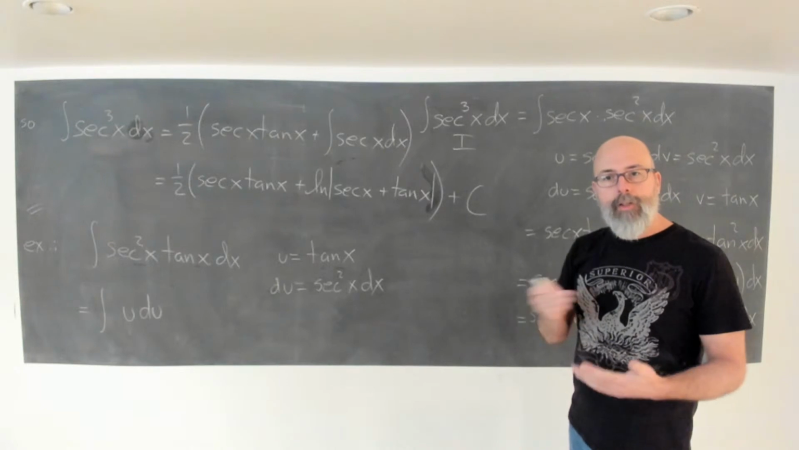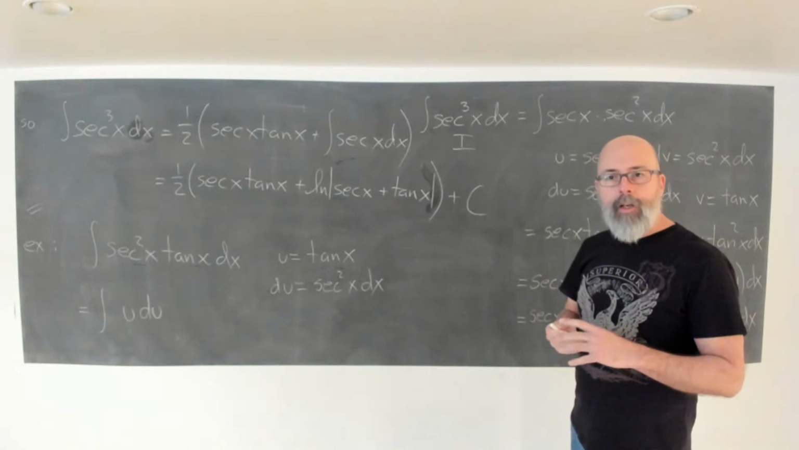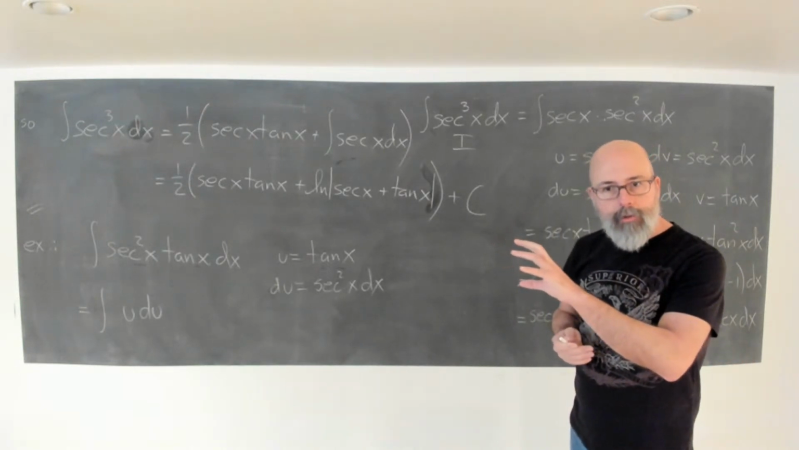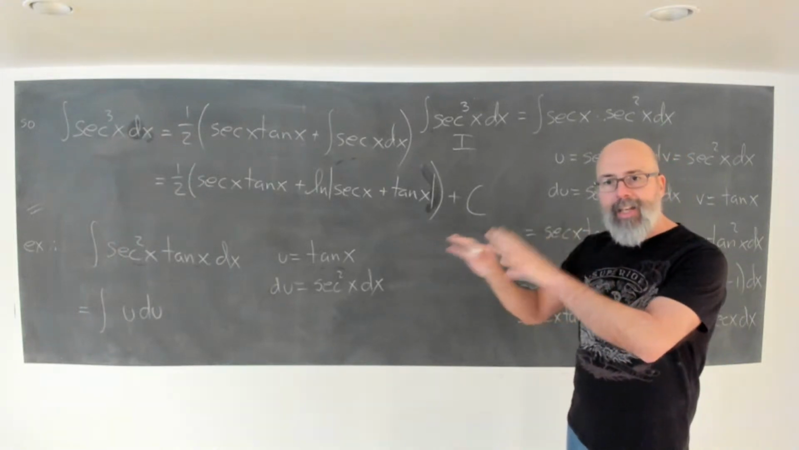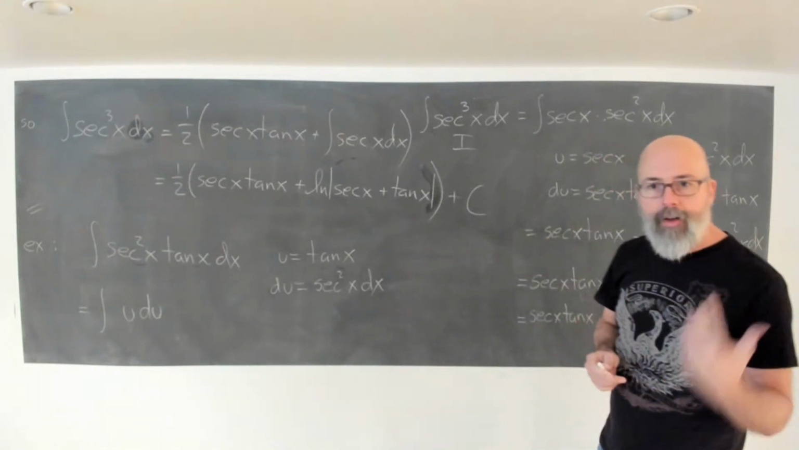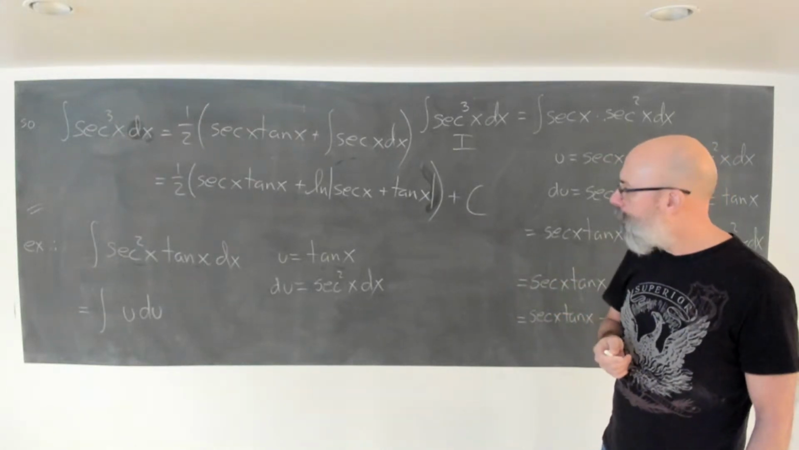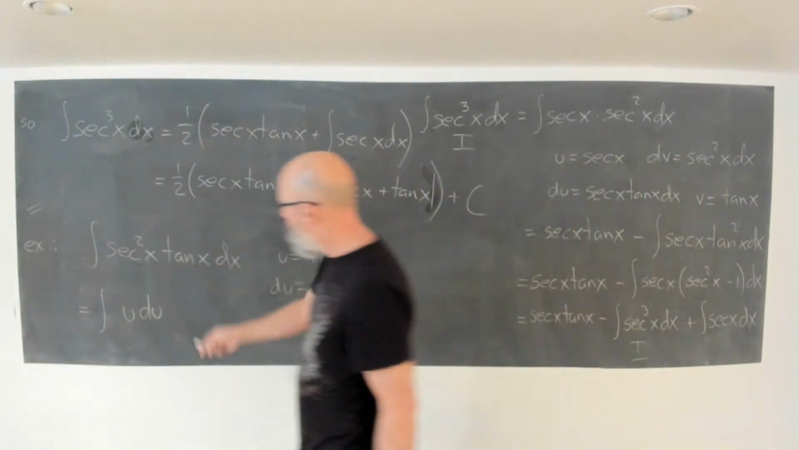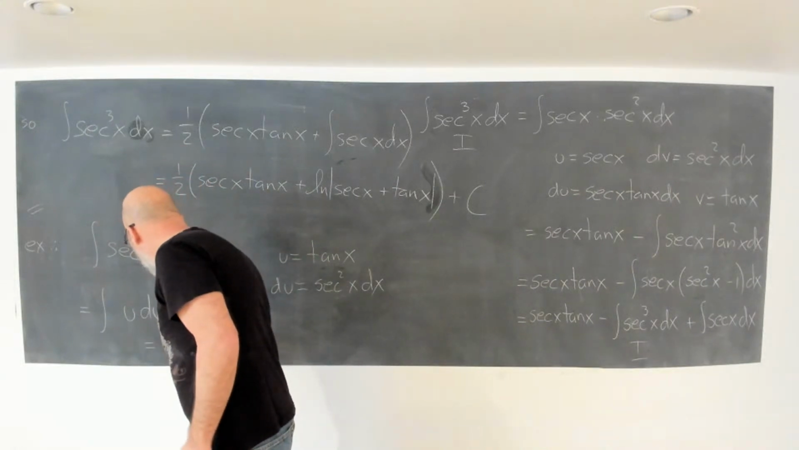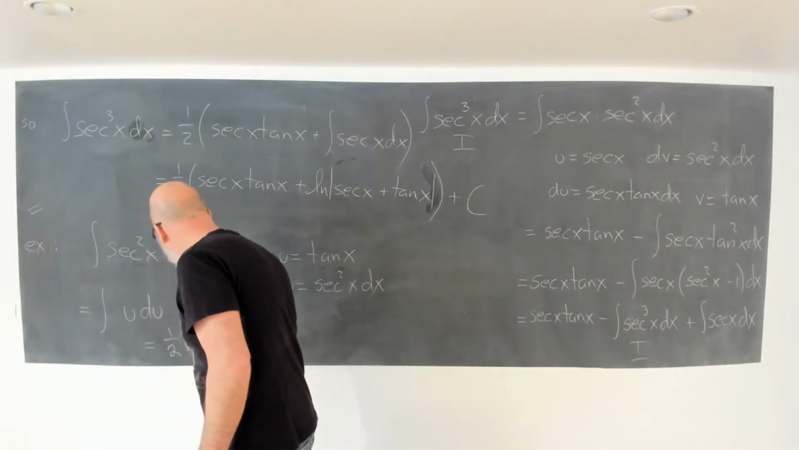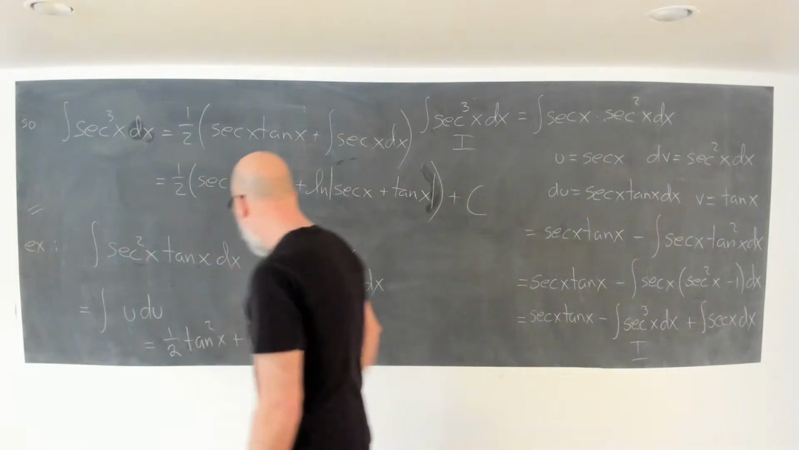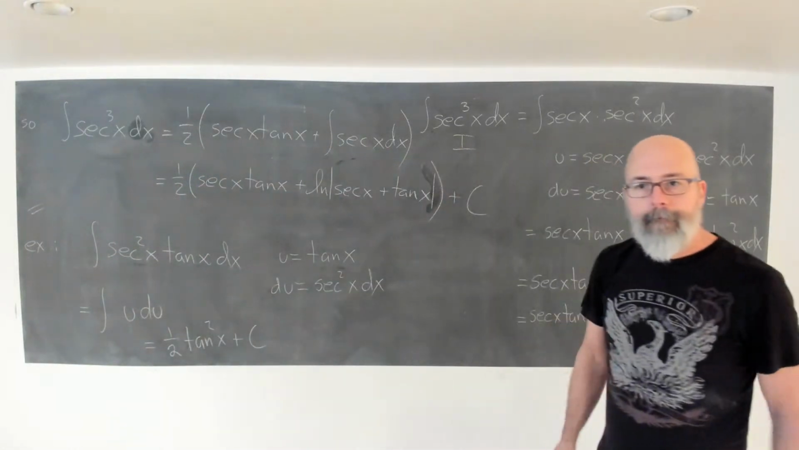Or vice versa, if you can isolate just one secant tangent and have everything else in terms of secant, a simple u substitution does the trick again. So this easily becomes 1/2 tangent squared. There it is.